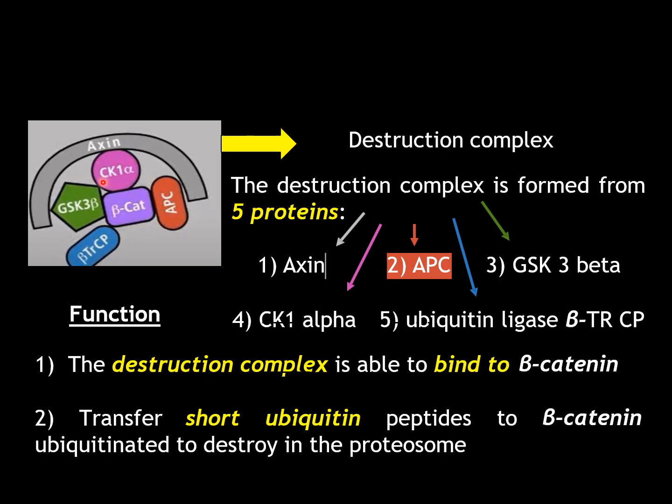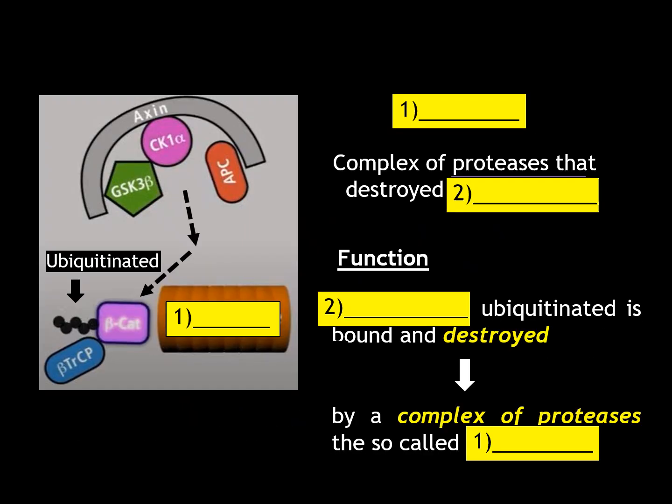that you can find here that has all these five proteins is able to bind to the beta-catenin, and it transfers a short ubiquitin peptide to the beta-catenin to be destroyed in the proteasome. Okay, and now how is this complex here called, and what is the function? I'm going to show you the answer.